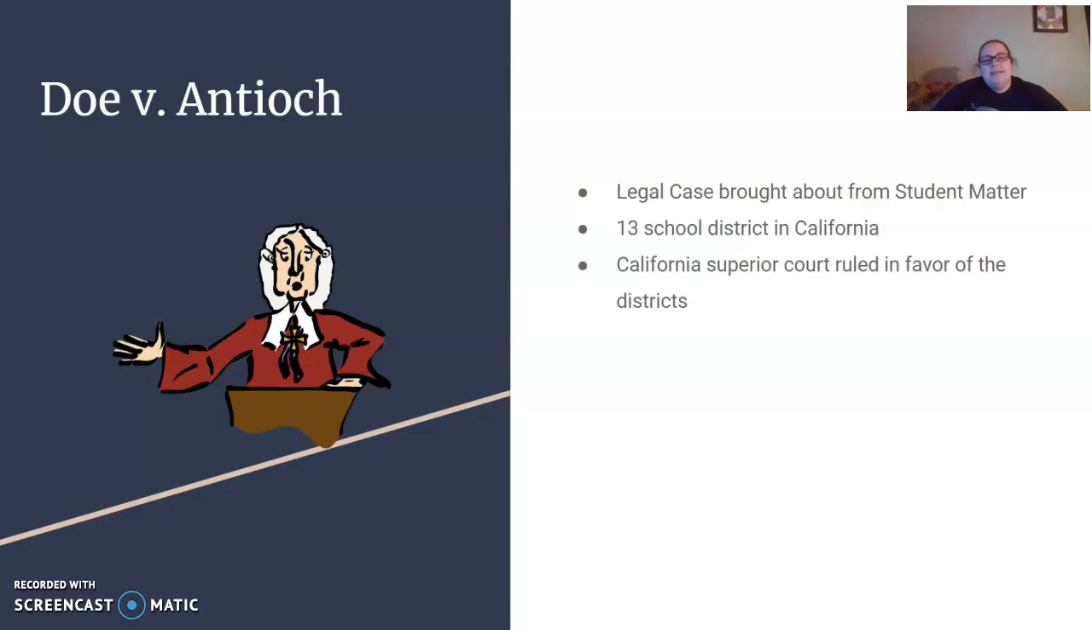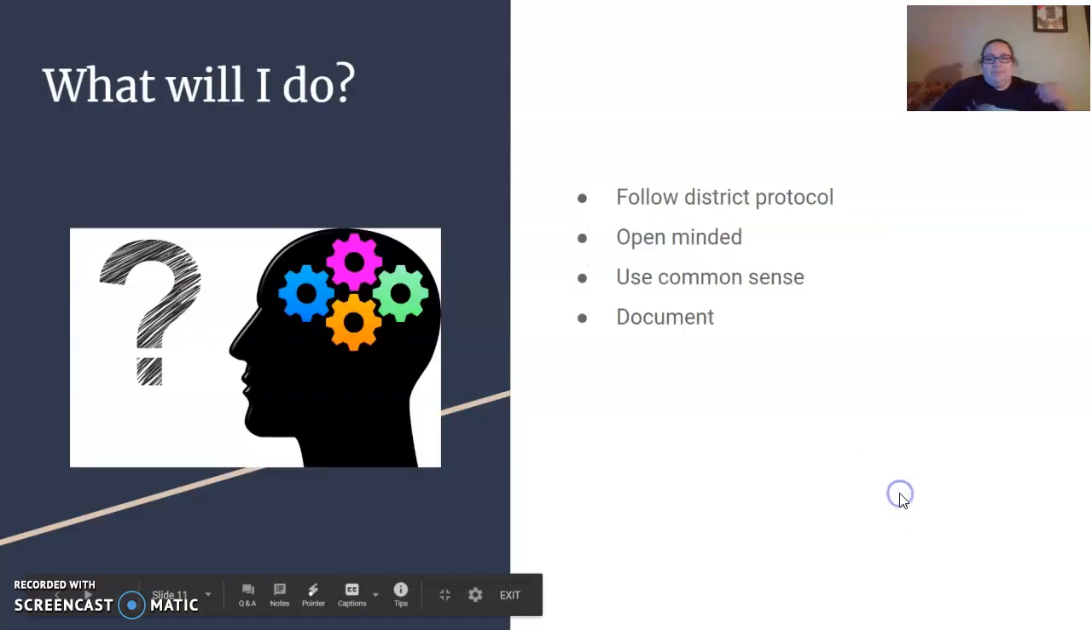And it kind of makes sense to me that the California Superior Court would rule in favor of the districts, because there had been other cases from that first article we read where the courts hadn't ruled in favor of the people bringing cases against the states, and so the states were winning. It makes sense if they used previous courts as well.